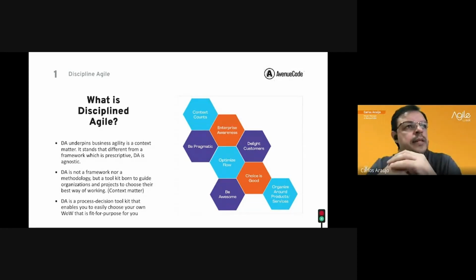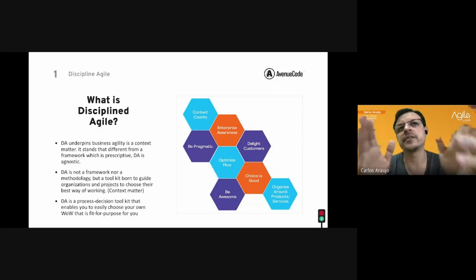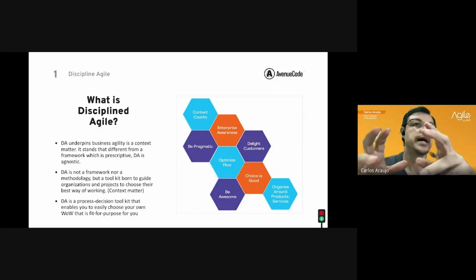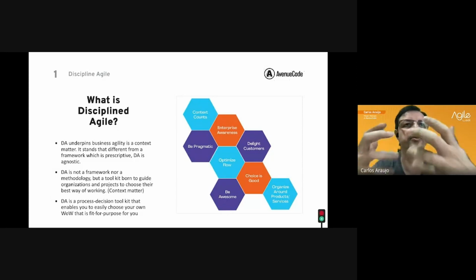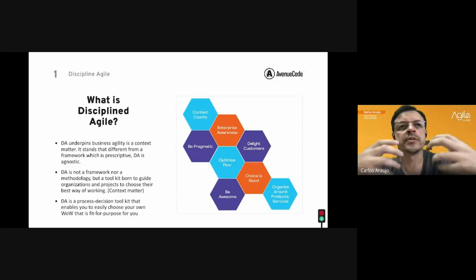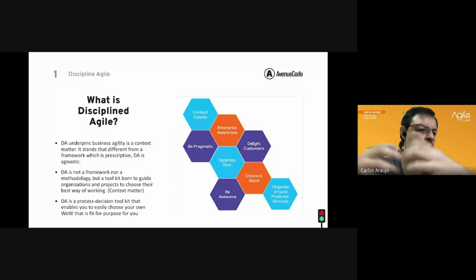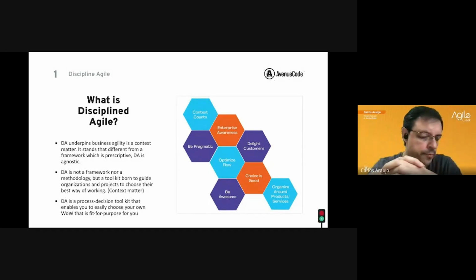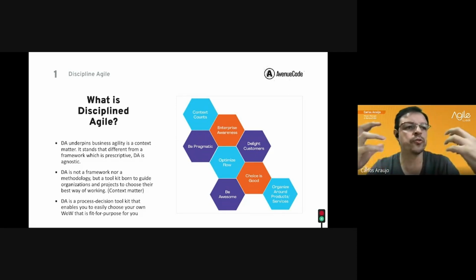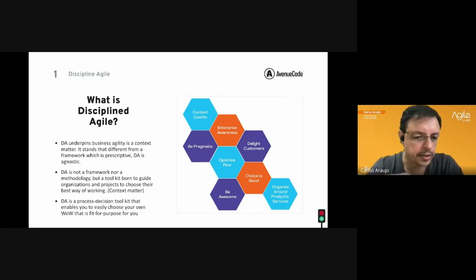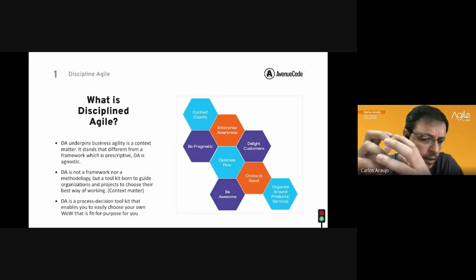It means that DA doesn't follow a pattern, doesn't follow a model, and leaves it open to you to choose what is best for you in certain moments, in certain projects with different characteristics and everything. And that's something you decide, what is made to fit for you. Another thing: DA is not a framework or a methodology.